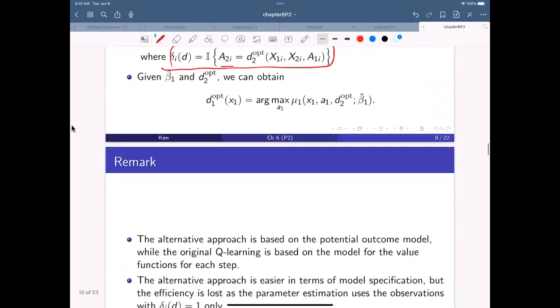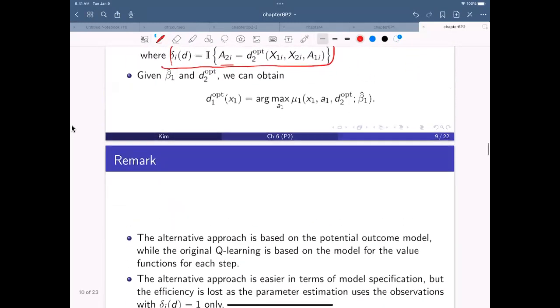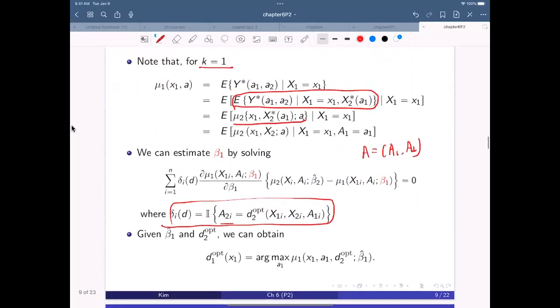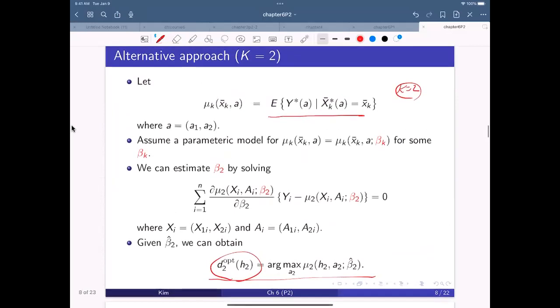The statistical property, right. Yeah, but I do not understand why, when you estimate beta one, you just focus on delta. I see. That's a good question. So basically this potential outcome here is for the whole A.